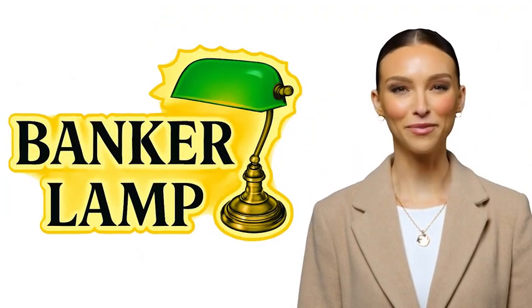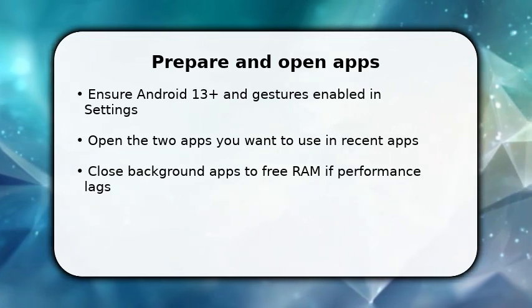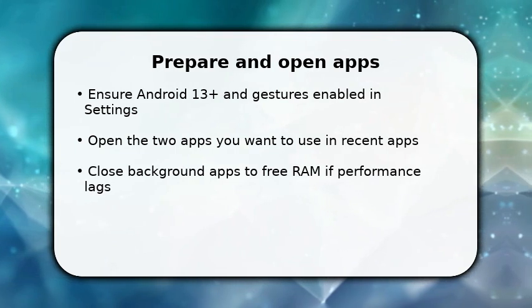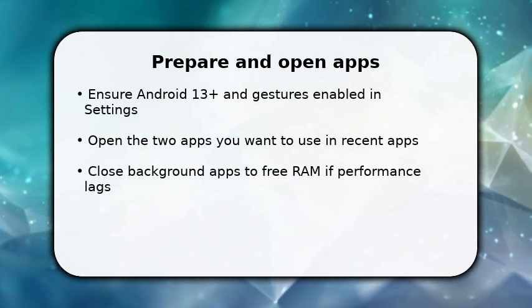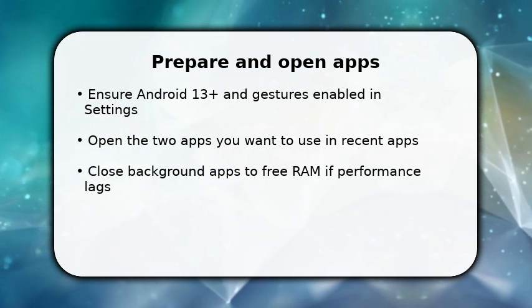Please enjoy the video. You'll start by confirming the phone is updated and gestures are enabled. This ensures the split screen commands work as expected. Open both apps you plan to use, one after the other, so they appear in recent apps. Once done, swipe up to recent or tap the square button.